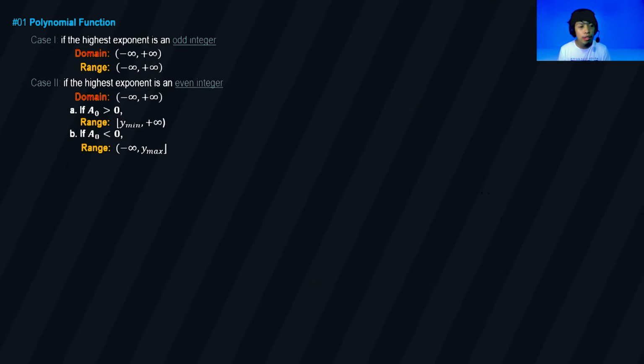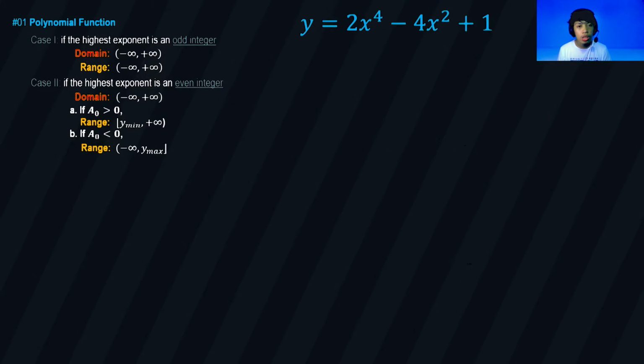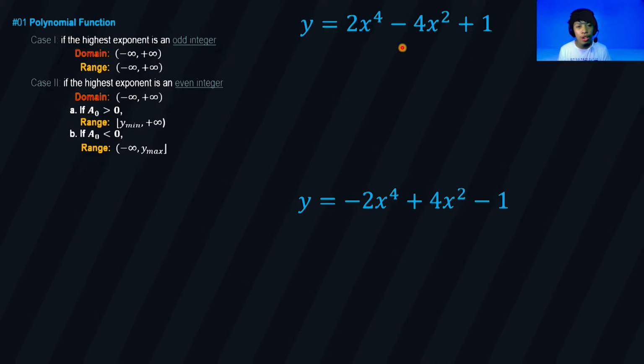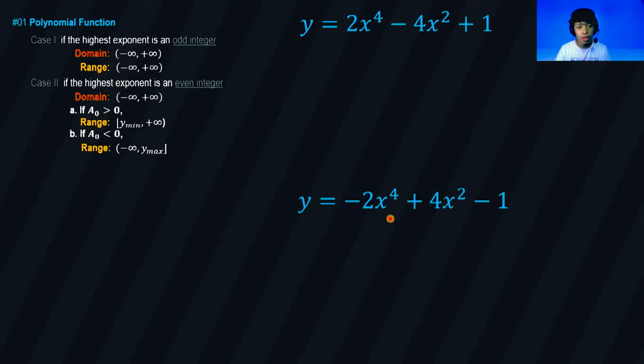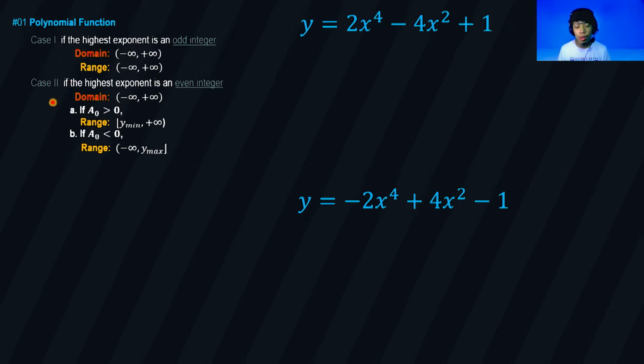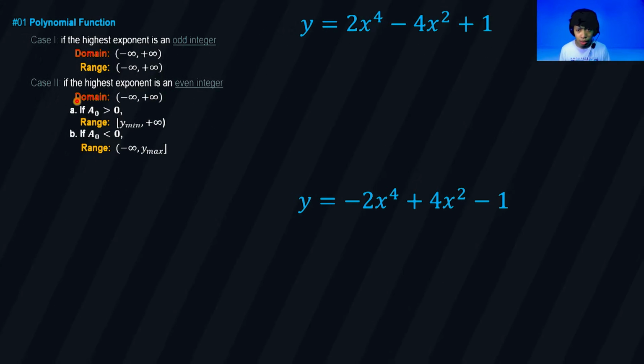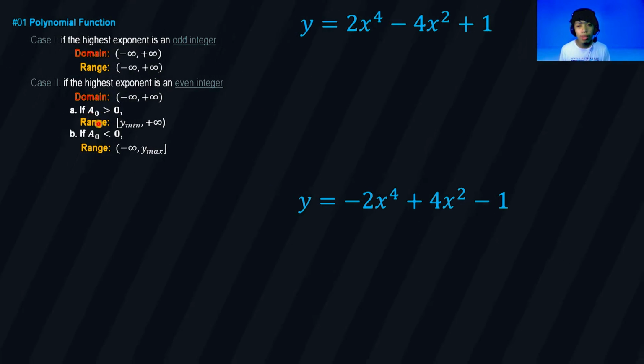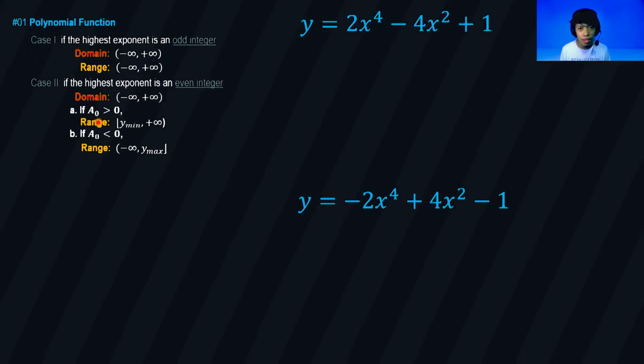Now, how about if we have this one? Okay. Now, take note that the degree of the function is even. The highest exponent is 4 for this function. The same with this one. Okay, so now this function will fall under case number 2. Diba? Case number 2 siya. The domain is still all real number right here. Okay, all real number pa rin yung domain, but the range will differ. So depende kung ano ang value ng AO mo, if your AO is positive or negative.